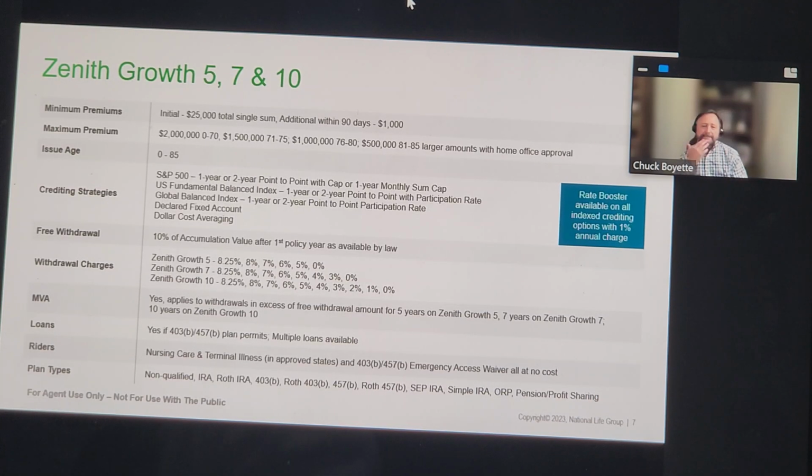So what plan types can be utilized with Zenith Growth? Any non-qualified annuity, IRAs, Roth IRAs, the 403Bs like we mentioned, be it Roth or traditional 403B, SEP IRA, SIMPLE. So a lot of different plan types would fit your clients with Zenith Growth.